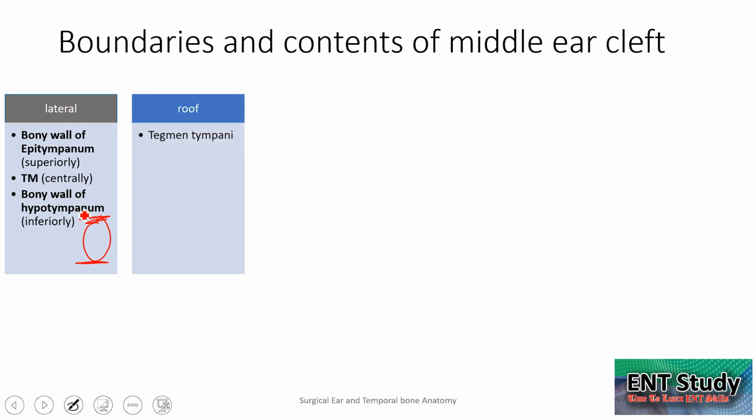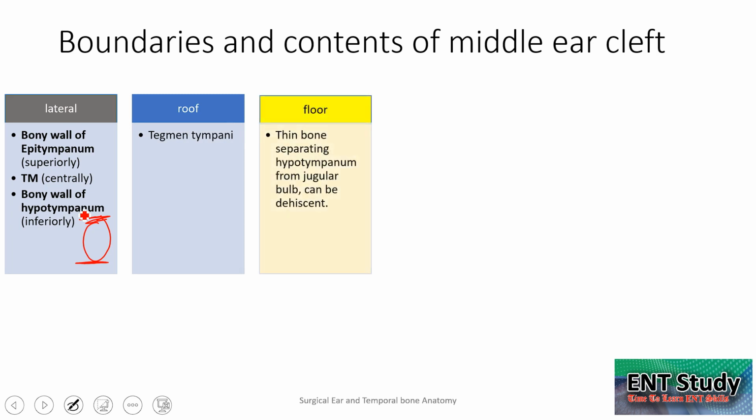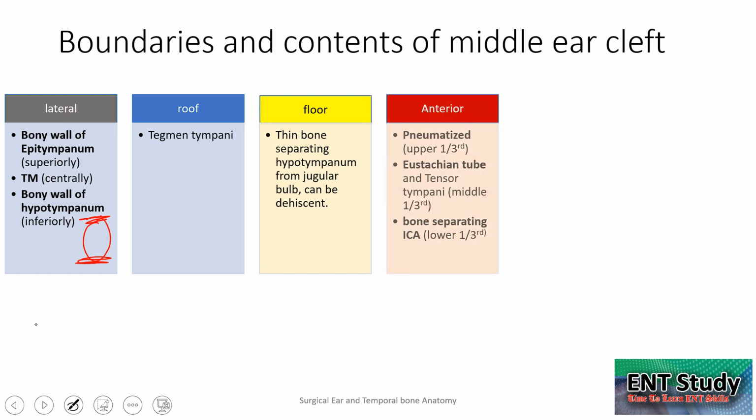The roof has a tegmen tympani, which is separating the middle cranial fossa from the middle ear cavity. The floor has a thin bone which separates the hypotympanum from the jugular bulb. It could be dehiscent in some cases. Anteriorly, we have divided it into three parts.